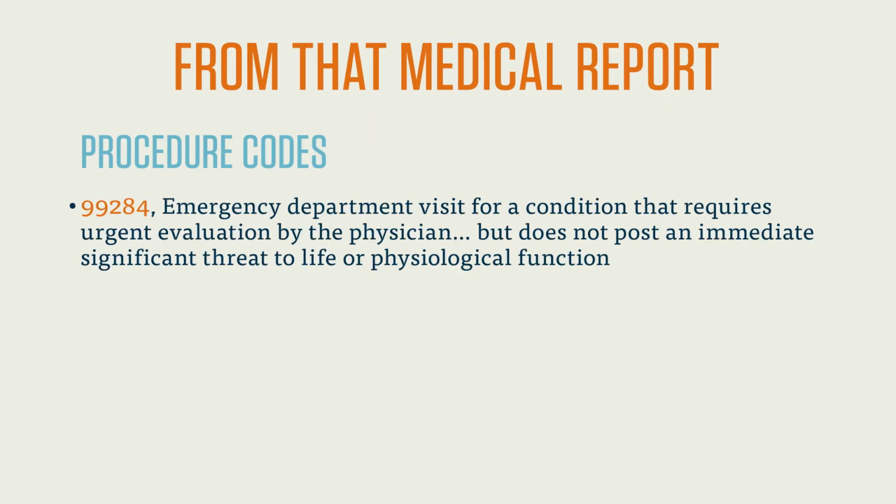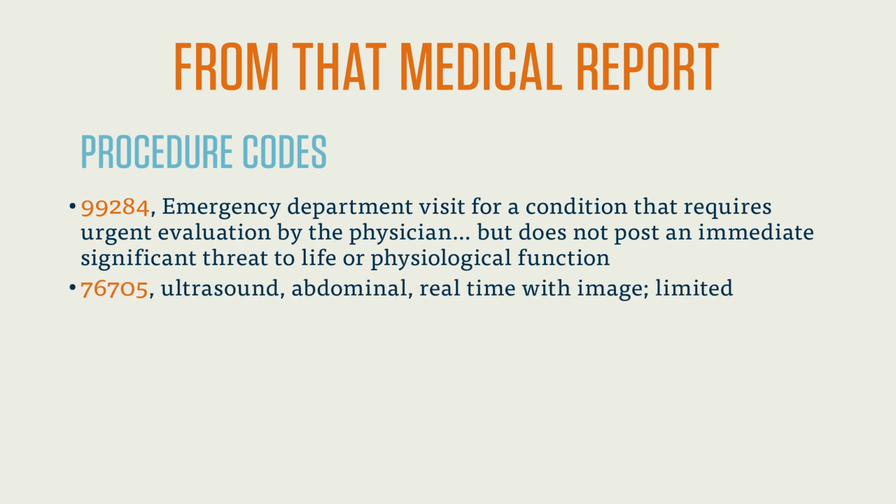If you'll recall, this example involves a lot more codes because it was a much more complicated set of procedures. The codes we came up with in the last example were Procedure 99284, Emergency Department visit for a condition that requires urgent evaluation by the physician, but does not pose an immediate significant threat to life or physiological function. 76705, Ultrasound, abdominal, real-time with image, limited, for example, single organ. 44970, Laparoscopy, surgical, appendectomy.